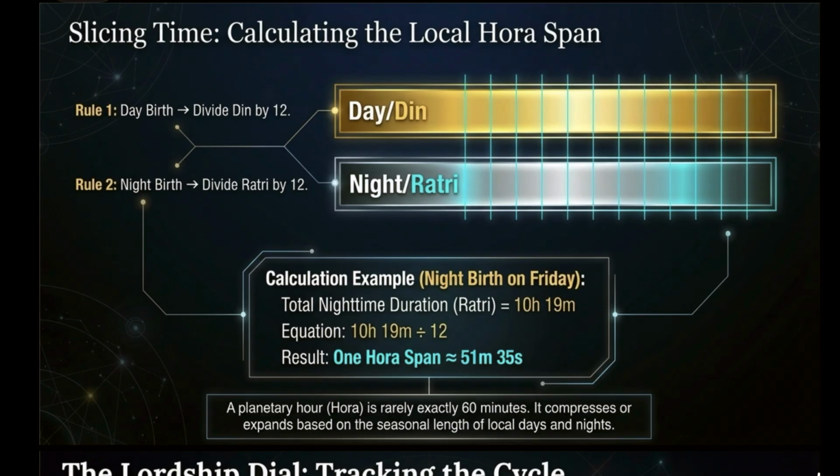So, the step for calculating the Hora is, if it is a day birth, we have to find the Dinman by subtracting sunrise from sunset. If it is a night birth, then we have to calculate the night duration or the Ratriman, and then we have to divide it by 12. So in our example, it is 10 hour 19 minute is the Ratriman. If we divide it by 12, we are getting approximately 51 minute and 35 seconds for one Hora span.